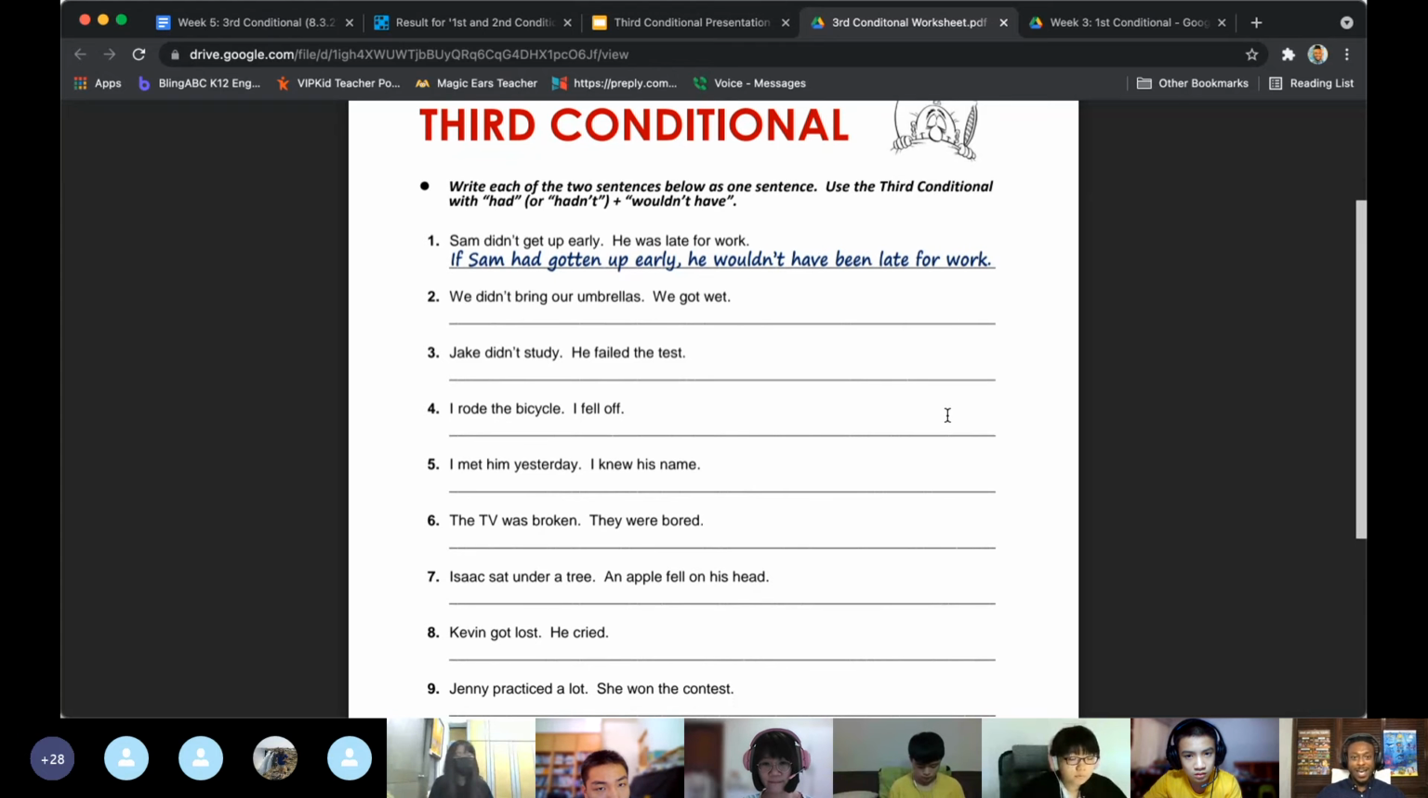I rode the bicycle. I fell off. If I hadn't rode the bicycle, I wouldn't fall off. I wouldn't have fallen off. Okay, and if I hadn't ridden the bicycle, I wouldn't have fallen off. Okay, good. Now, number 5.